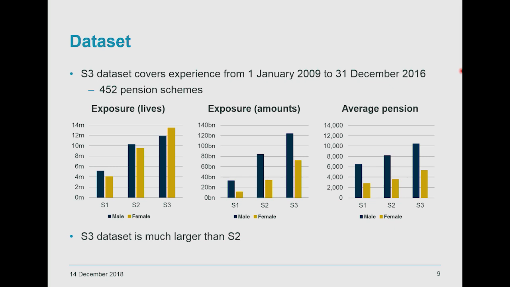We have data for 452 pension schemes in total, and the charts set out what's happened between the 3 different iterations of the table, S1 up to S3. Hopefully you can see from the charts that on any metric, whether it be the number of lives, the total exposure by pension, weighted by pension amount, or average pension, we have a bigger data set than S2. There's a particularly large increase for females: we had less than 10 million lives in S2, and that's gone to over 13 million lives in S3. In some ways that's a very good thing, because the more data we have, the better hopefully the analysis that we're able to do.